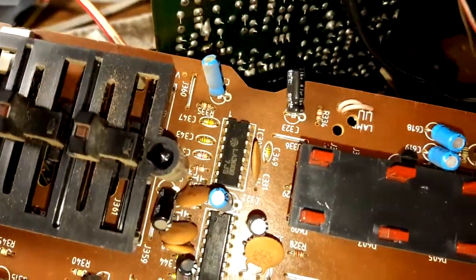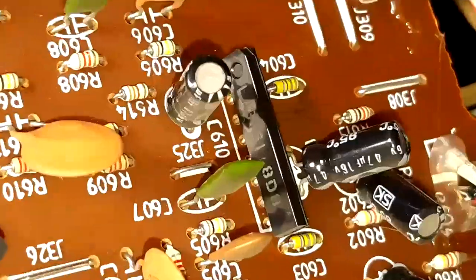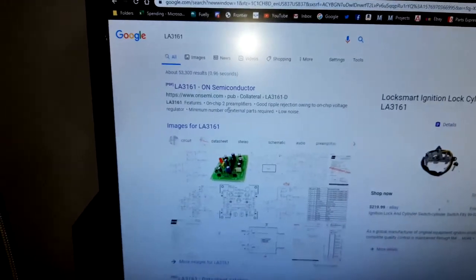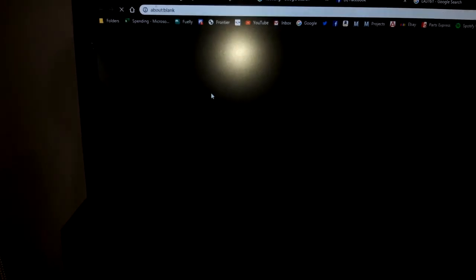There's our Sanyo equalizer on the chips. Our level meter indicators, both there, kind of buried. What else do we got? We got something down here. I can't see what it is. I can't really see it. It's an LA3161 on-chip 2 preamplifiers, huh?